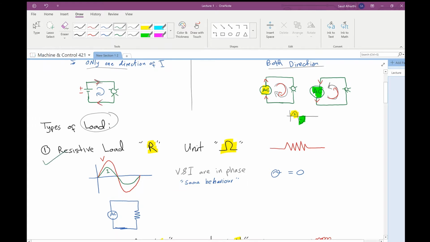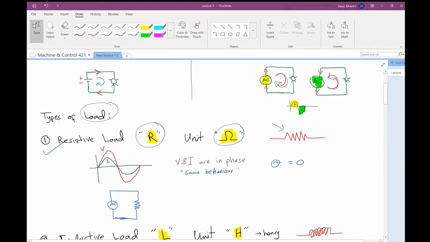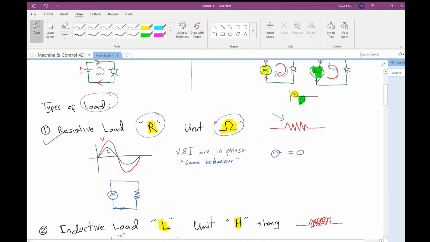The first load is the resistive load with the symbol R and unit ohm, and this is the drawing symbol. The effect of the current and voltage on the resistive load will be like this. There is no phase shift between the voltage and current. I mean, in this circuit, the voltage will be across the resistor and the current will be passing at the same time, as you can see here. There is no phase shift.